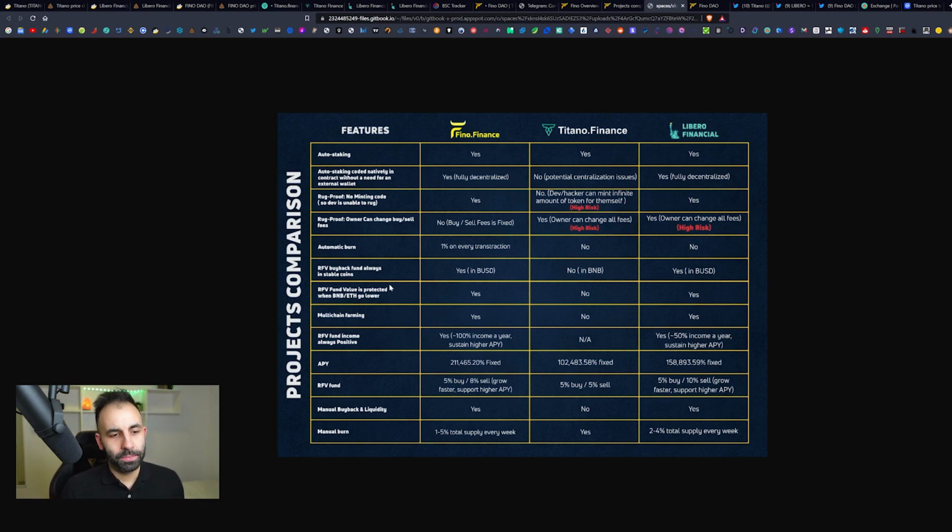RFV buyback fund is always in stable coins instead of BNB, as Titano has, which is the same as Libero Financial. The fund value is protected when BNB and ETH go lower because it's in stable coins. They also have multi-chain farming, so they're earning extra yield through farming on different blockchains, not just the Binance Smart Chain. The fund income is always positive. Yes, 100% income a year sustains higher average percentage yields. So that's how they keep the APY fixed and so high at 211,465,000%.